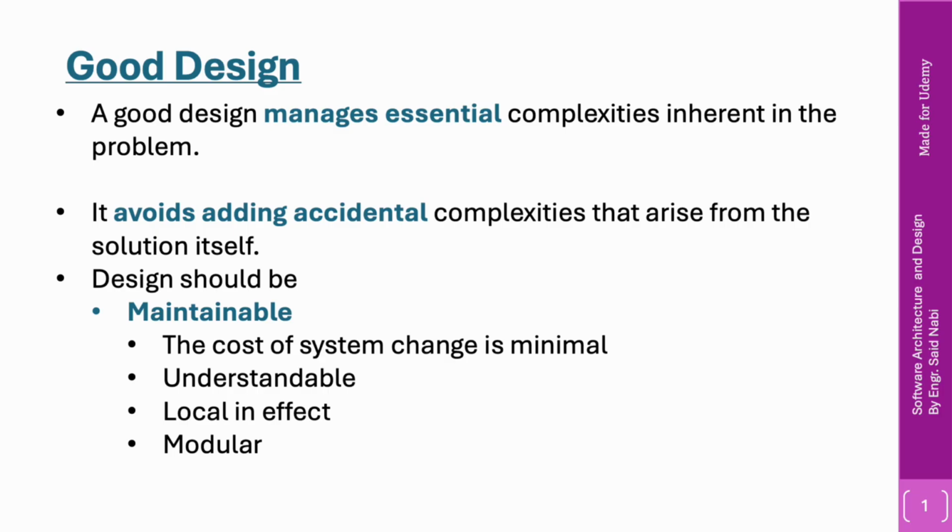And design should be local in effect. Changes in one part should not ripple unpredictably through the system. For example, updating the UI color theme in a web app should not break the backend logic. And design should be modular. Break the system into independent components with clear responsibilities. For example, Netflix separates user profiles, recommendation engine, and streaming services into different modules.